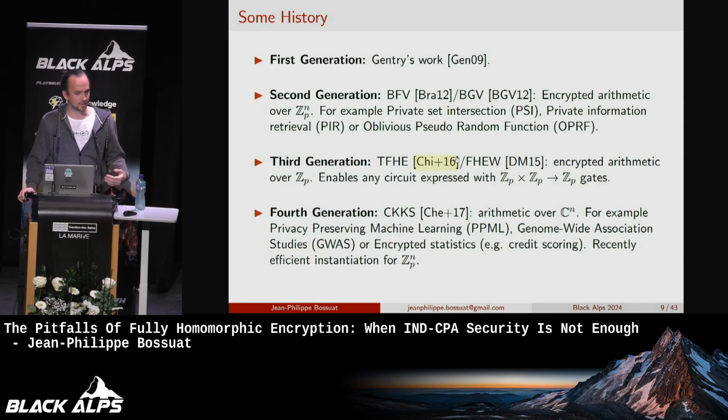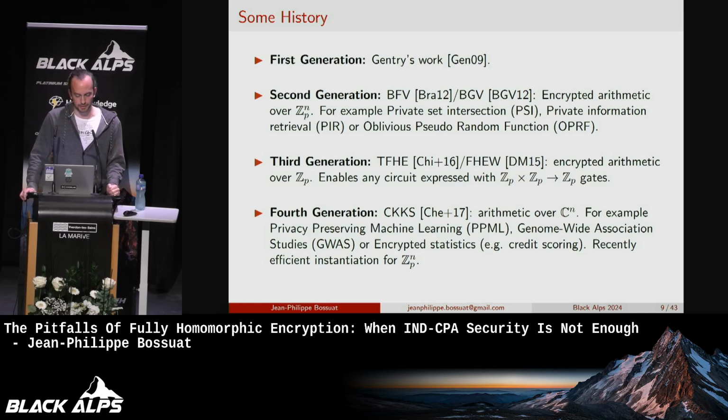So then we had iterations on the FHE scheme, each one improving its efficiency. The first one, of course, was the blueprint of Gentry. And then afterward, we have schemes that are called BFV and BGV, which provide encrypted arithmetic on vectors of integers. And they are still used and quite useful for things that do finite field arithmetic, like private set intersection, oblivious information retrieval, or even oblivious pseudo-random functions.